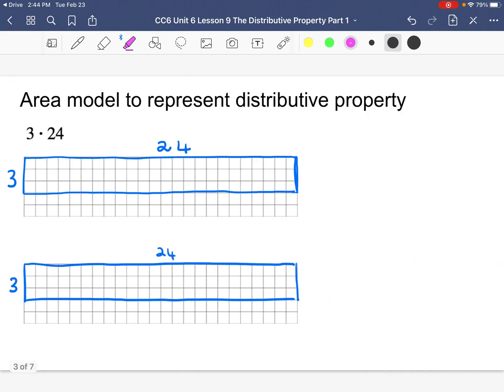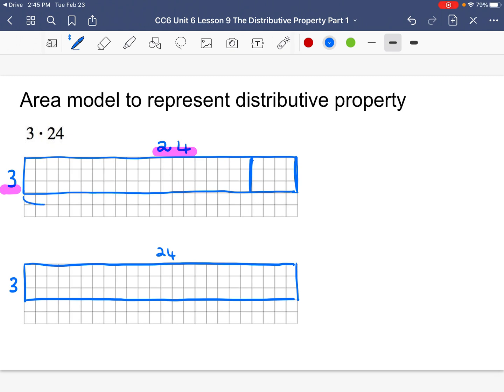So first, let's look at an area model to represent 3 times 24. And you can see I have already drawn an area model here, 3 on one side and 24 on the other side. And 3 times 24 isn't the most straightforward calculation to do in your head, and counting the boxes in the grid here, that's a lot of counting. So we can make this an easier calculation by breaking it down like this.